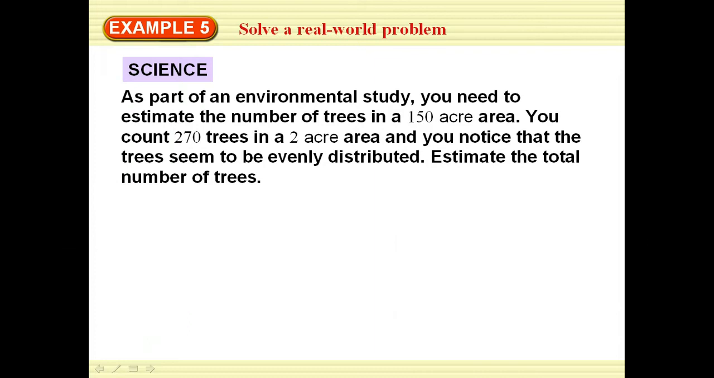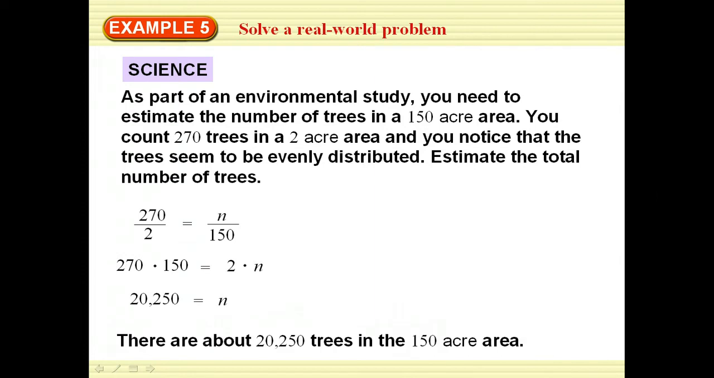Let's look at a real-world application of a proportion type problem. As part of an environmental study, you need to estimate the number of trees in a 150-acre area. You count that there are 270 trees in 2 acres, and you feel like it's evenly distributed, so we can estimate the trees by setting up a proportion. All we need to do is say that 270 trees is to 2 acres, as how many trees is to 150 acres. So we do our cross product, and we solve and find out that there are approximately 20,250 trees in that 150-acre area.